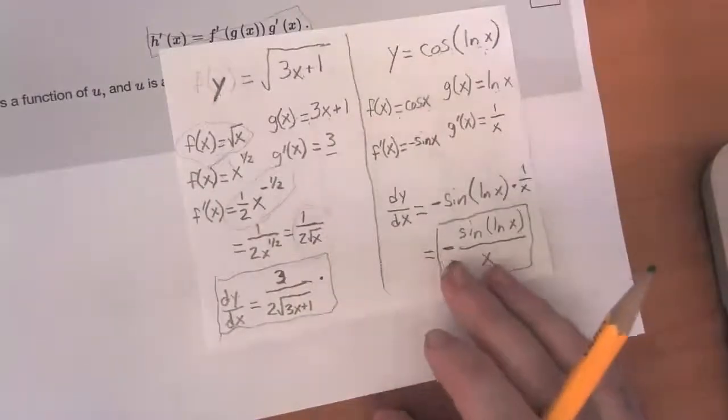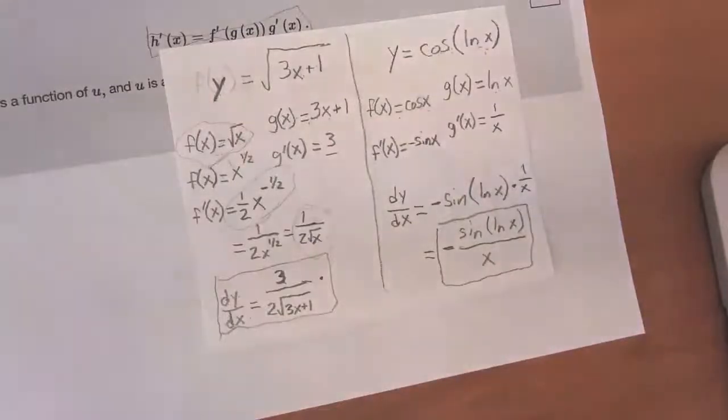Okay, does that make sense? It's a little bit of trickiness recognizing your inside and outside functions. But when you do that, the chain rule says that you take the derivative of the outside function, but instead of using x as your argument, you use the inside function as your argument. And then you multiply that term by the derivative of the inside function. If you do those things, that gives you the derivative of the chained function.